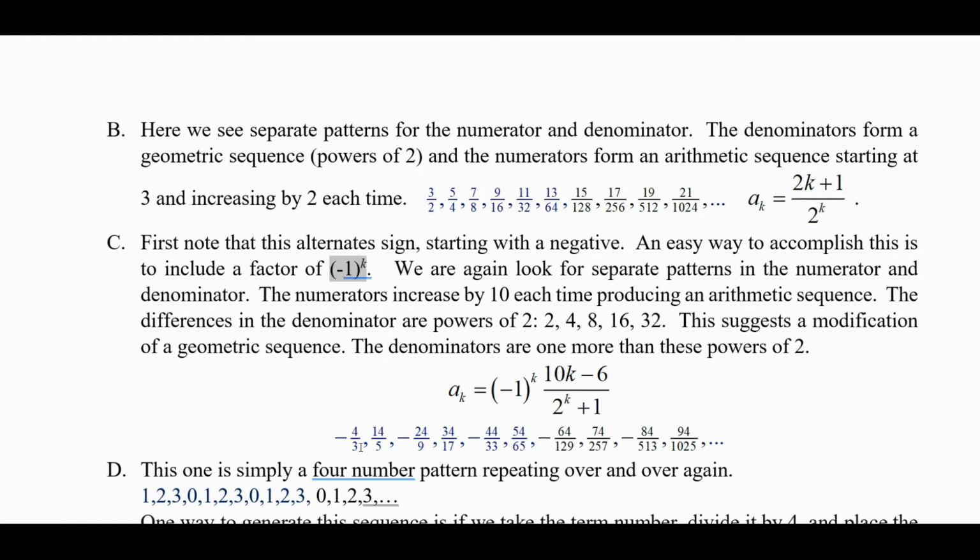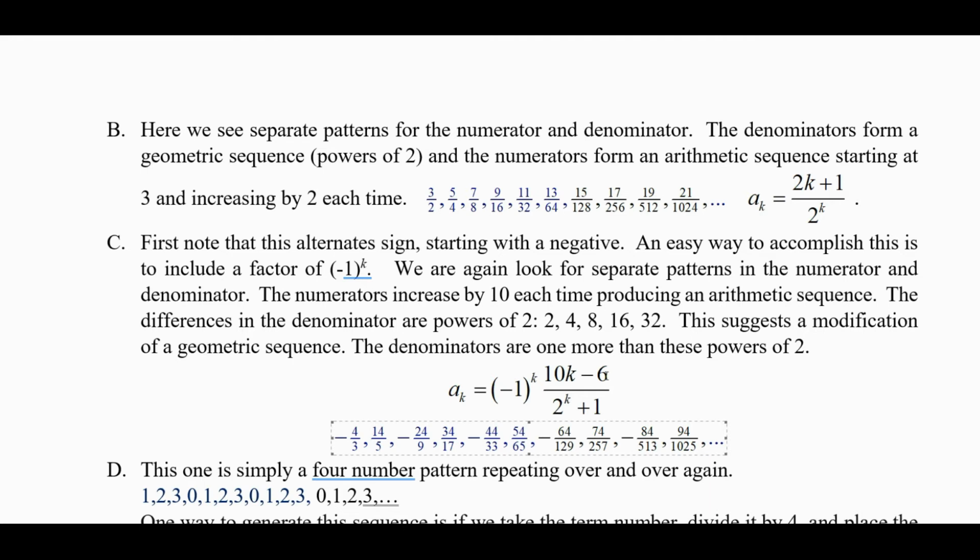Let's look at the denominator. Well, let's look at the numerator first. The numerator just goes up by 10 each time. So that's clearly just a linear or arithmetic pattern with a slope or common difference of 10. So that's just 10k minus 6. One way to see the minus 6 would be if we were to back up to a 0th numerator on the 0th term, which is not really there. We'd have to subtract 10 from this, which would give us negative 6. So this should work out.